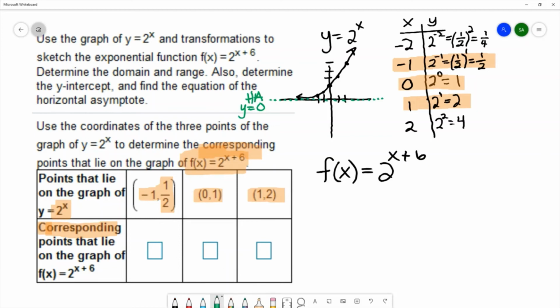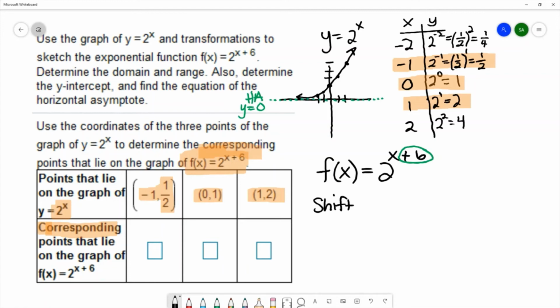So the difference between our base equation, 2 to the x, and the function we're interested in, 2 to the x plus 6, is this plus 6 here. So we need to know what that transformation does to the graph. We know that when we have adding or subtracting, that creates a shift. And so adding 6 is going to be a shift.